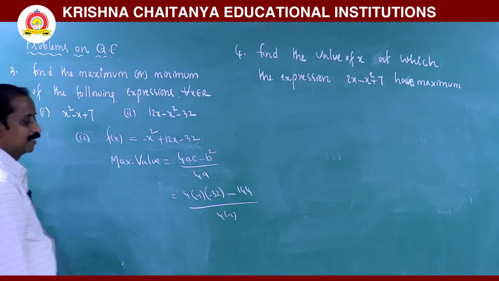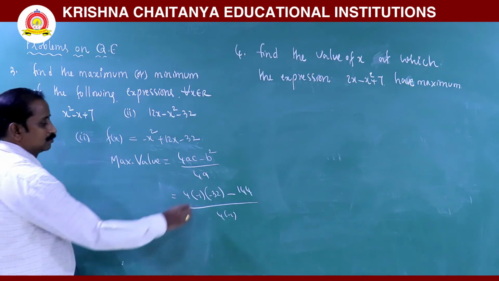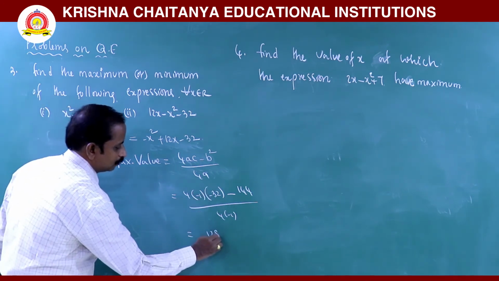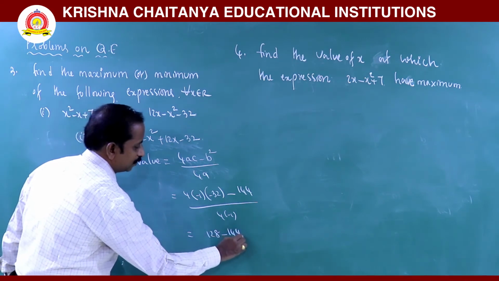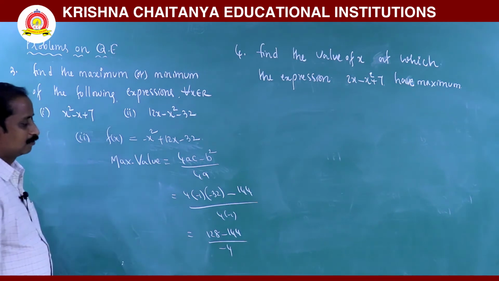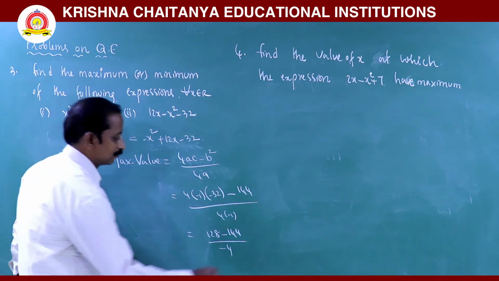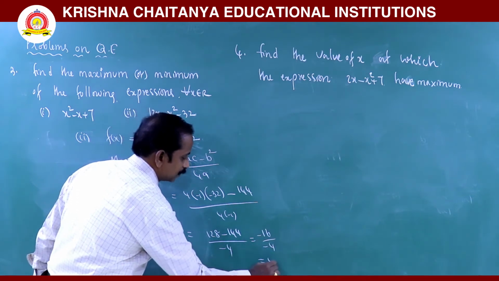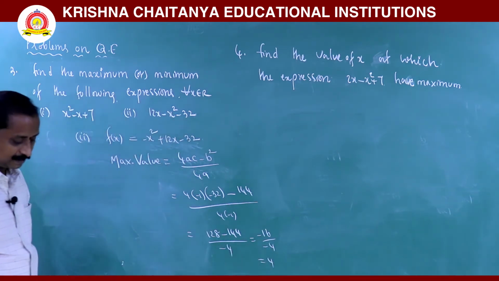4 into a is nothing but 4 into minus 1. So minus into minus gives plus. So it becomes 128 minus 144 divided by minus 4. So 128 minus 144 is minus 16, divided by minus 4, which is 4. That is your answer.